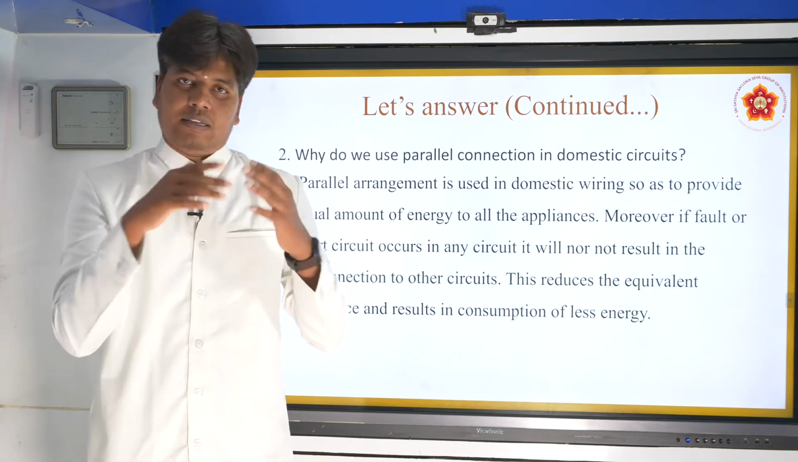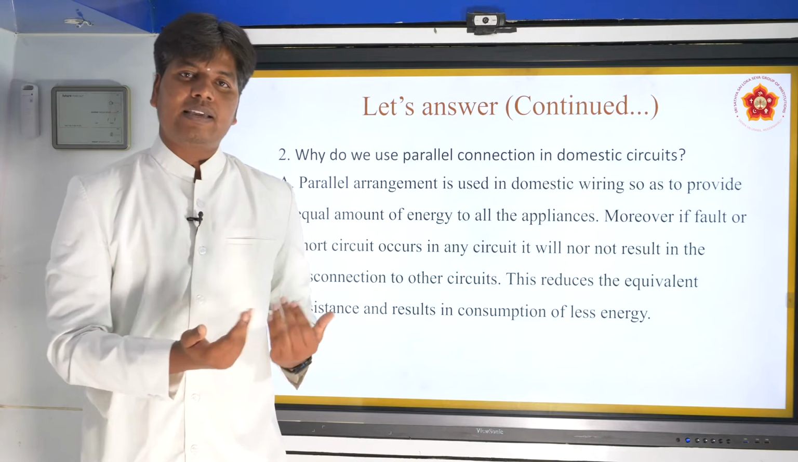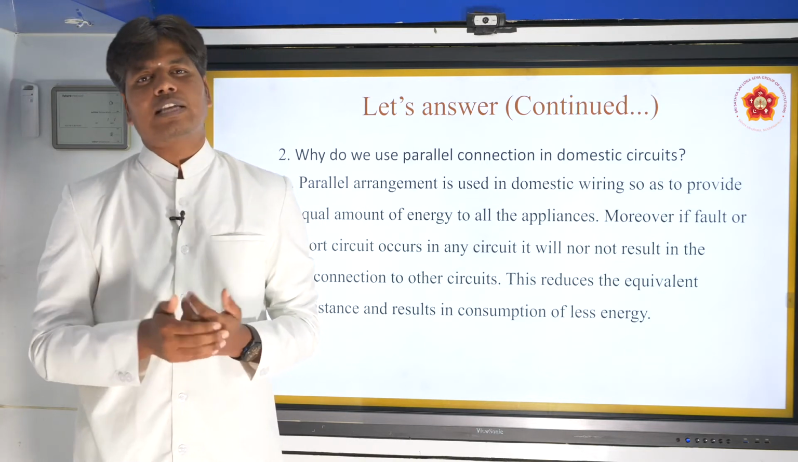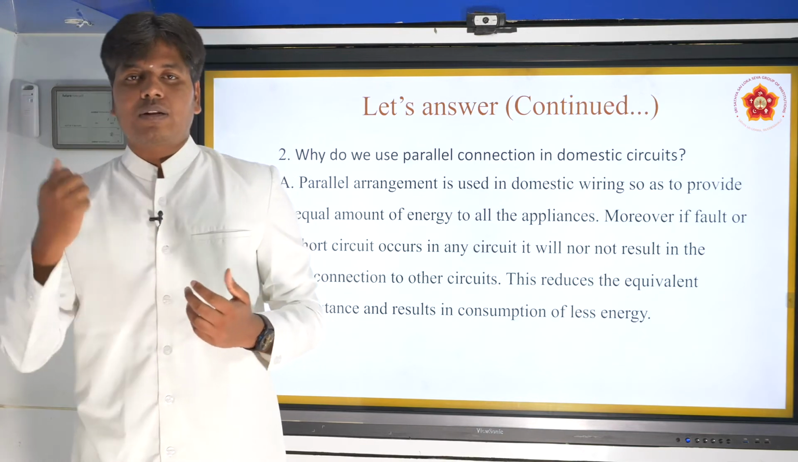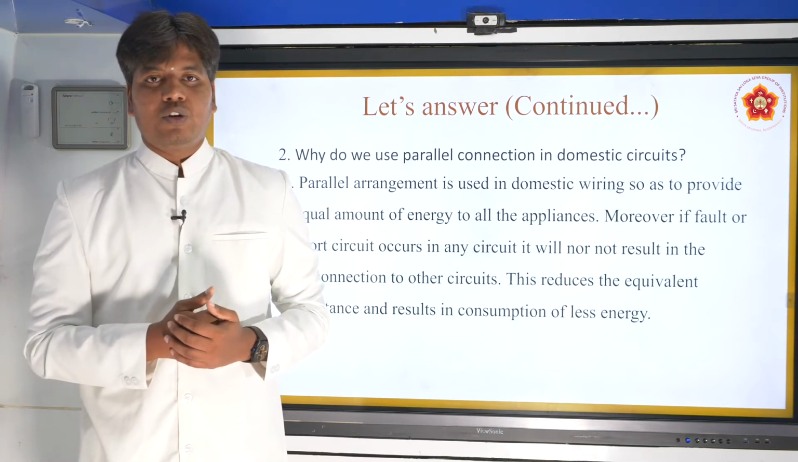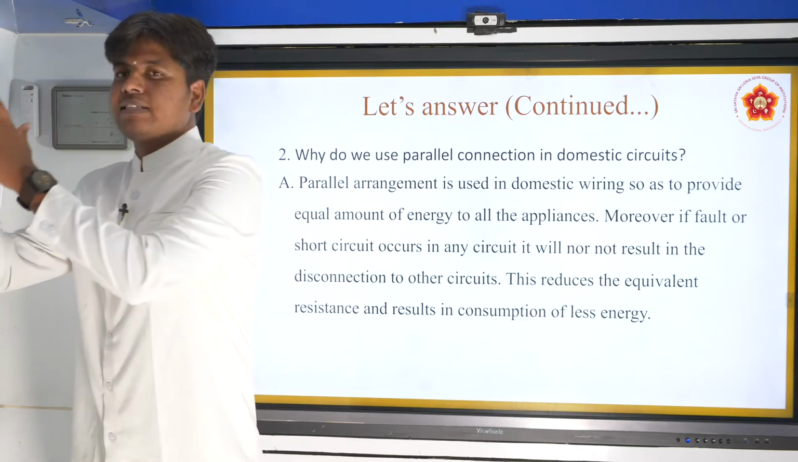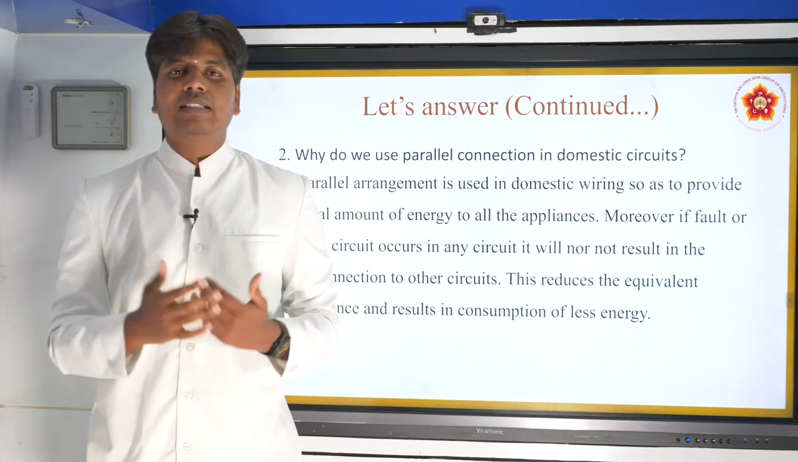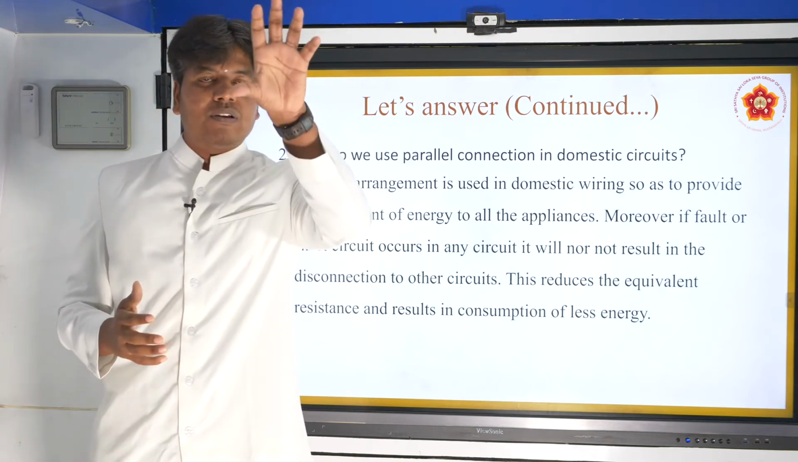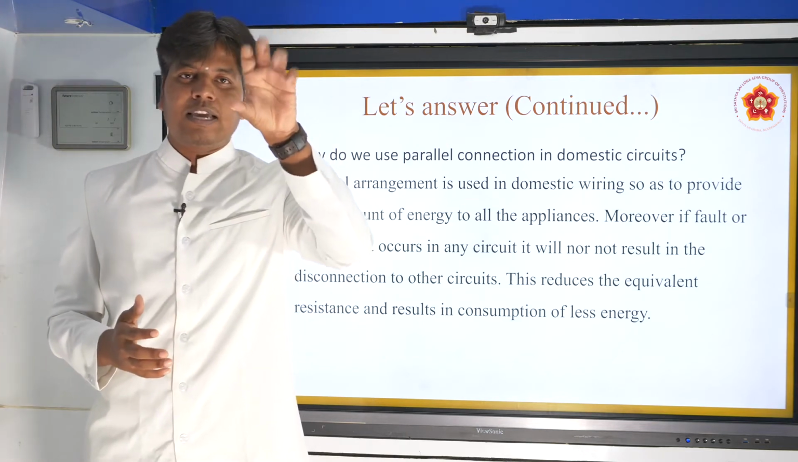Here I am only taking a bulb and a fan, but in our house there are many more appliances. They need more and more current. So if I keep on dropping the potential, the appliance which I connected last won't get the same amount of potential which the first equipment is getting.